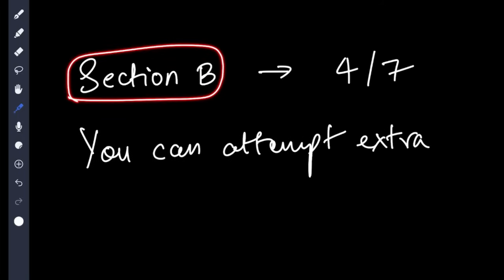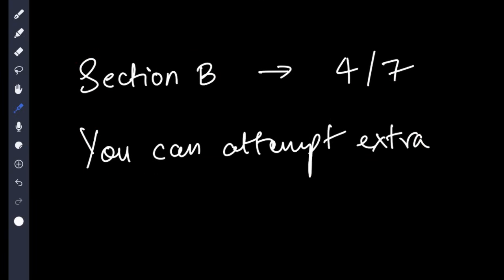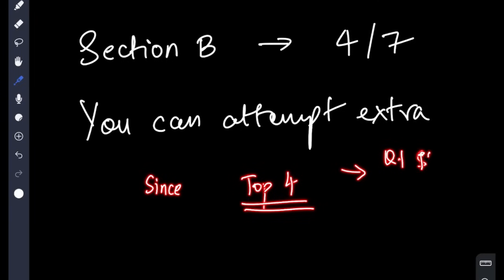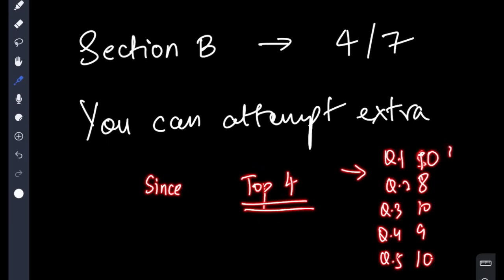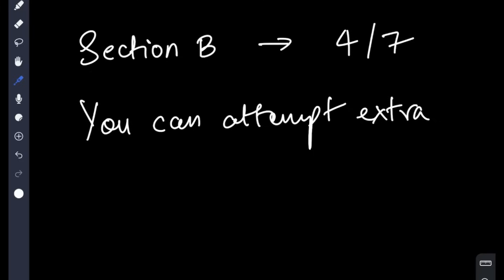Okay, in section B, you can attempt 4 questions out of 7. Attempting extra question is also beneficial since they will mark the top 4 questions. Example, you have scored 10 marks in 5. So they'll be considering question 1, question 3, question 4, and question 5. Question 2 will be neglected for this calculation of your marks.